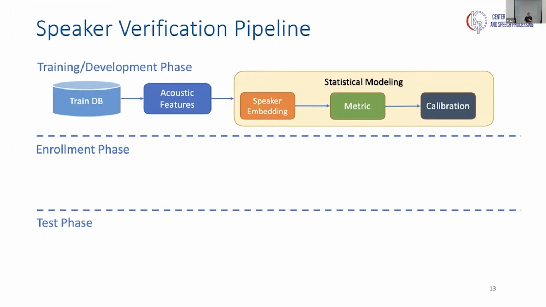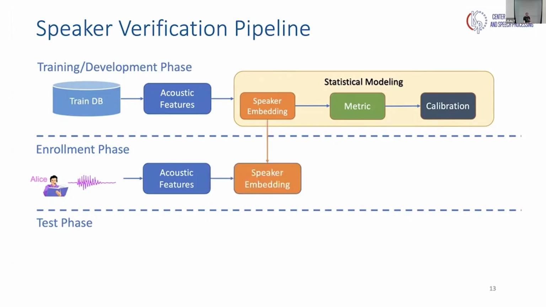Once you have your system trained, we have the enrollment phase. For example, here we have Alice, and we are going to enroll Alice into the system. For that, we again extract acoustic features for Alice, and then we calculate the speaker embedding using the speaker embedding model that we already trained in the training phase. And then we save this speaker embedding in a database of enrolled speakers.